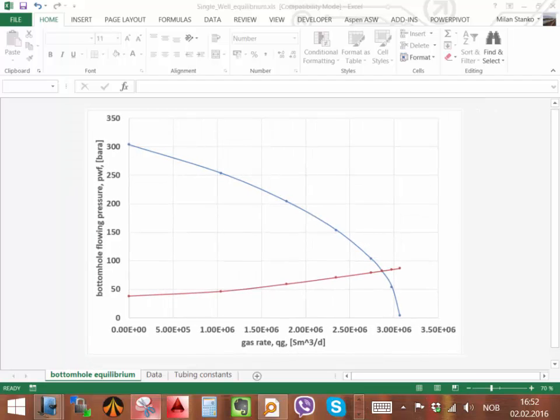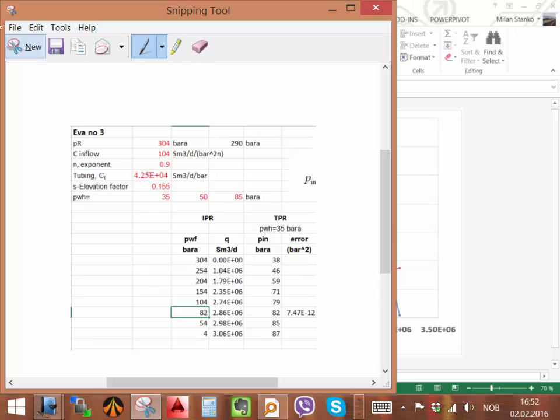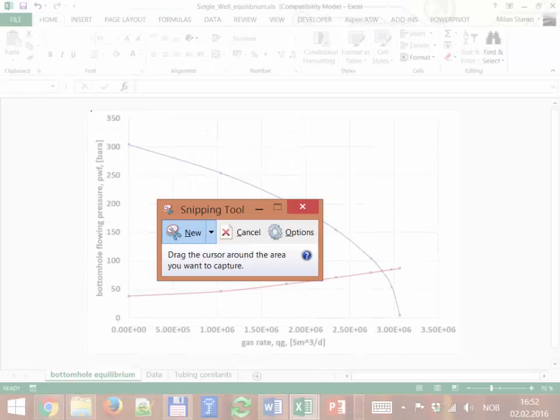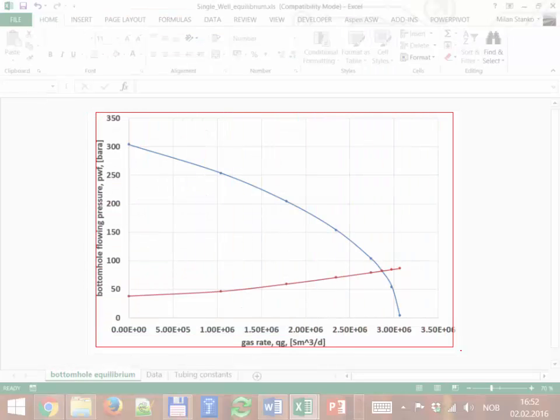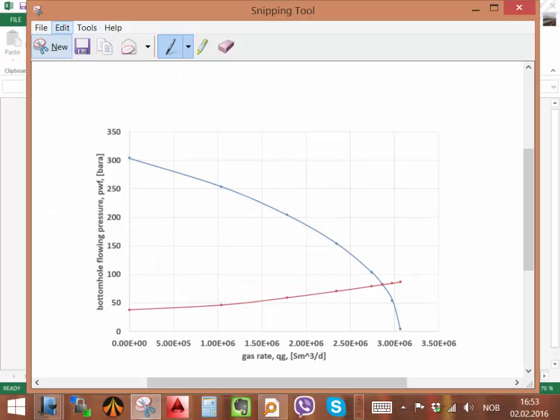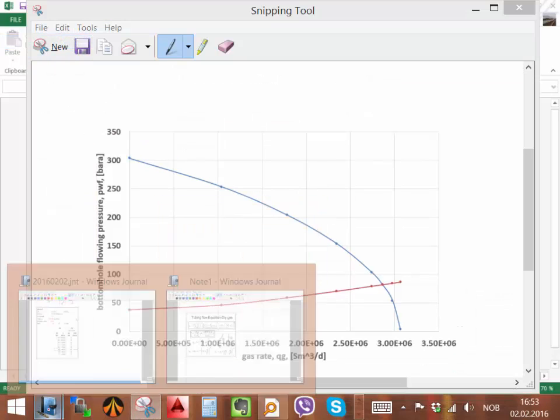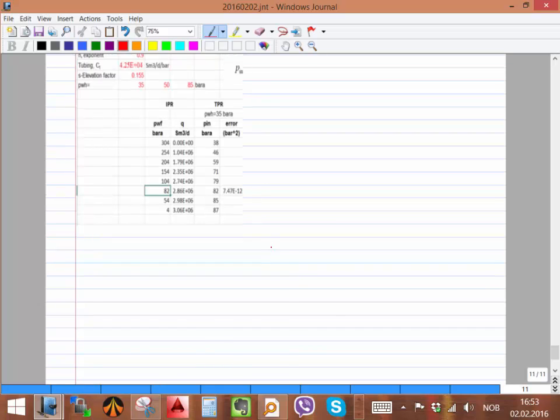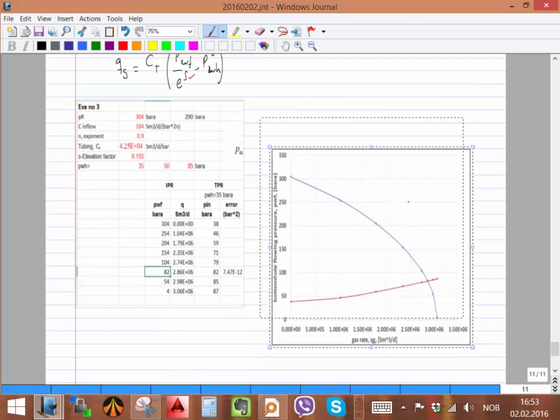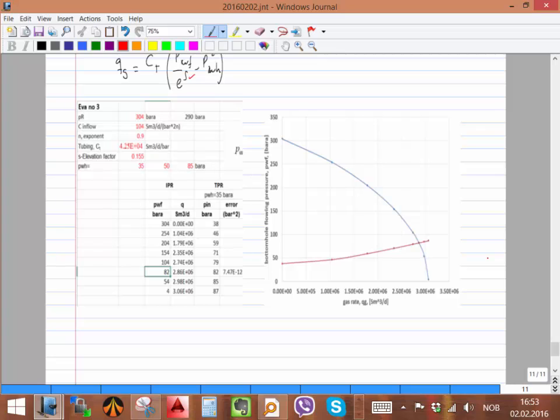Any questions up to this point? No? Okay, and that's the intersection. That was 2.8 million, exactly this point here. 2.86 e to the 6 standard cubic meter per day.